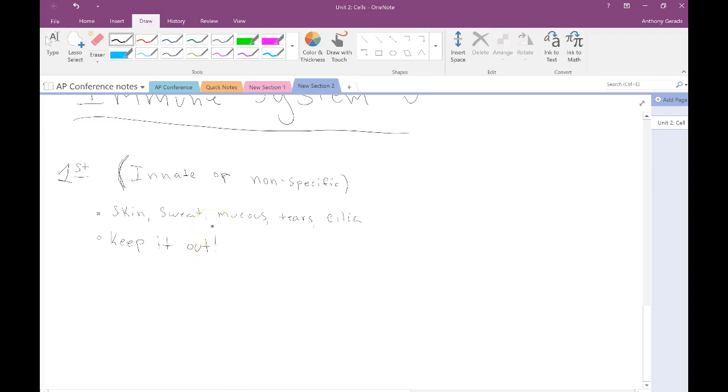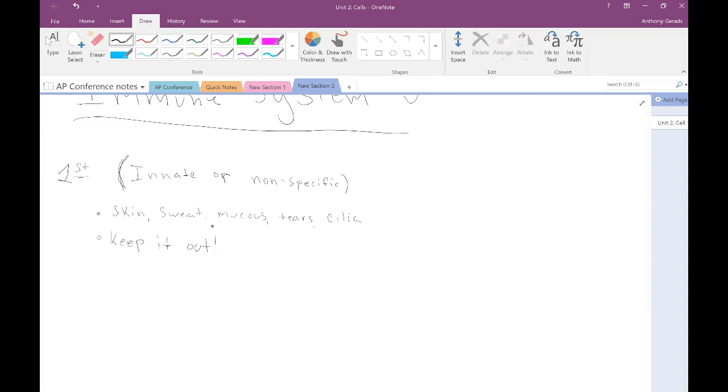Okay, skin and sweat, it has a pH of like 4, right? So it's got a pretty acidic pH, meaning stuff can't grow on it. Also, for some of you more than others, it's pretty salty. So stuff can't grow on there. So it's going to help stop that too.